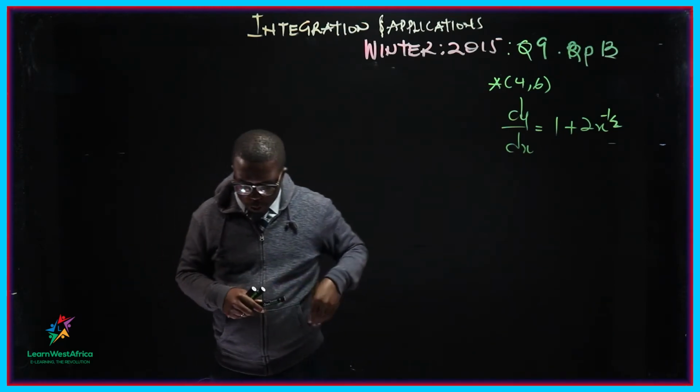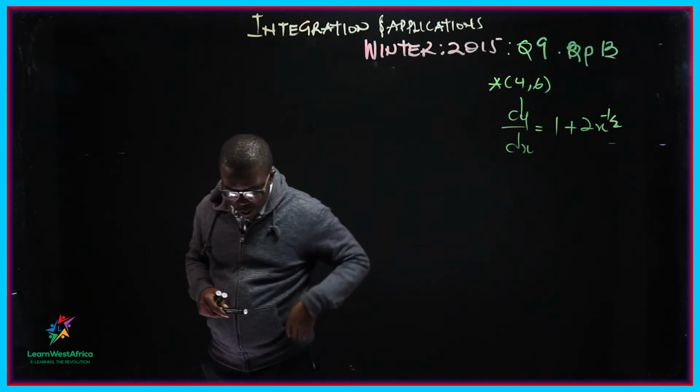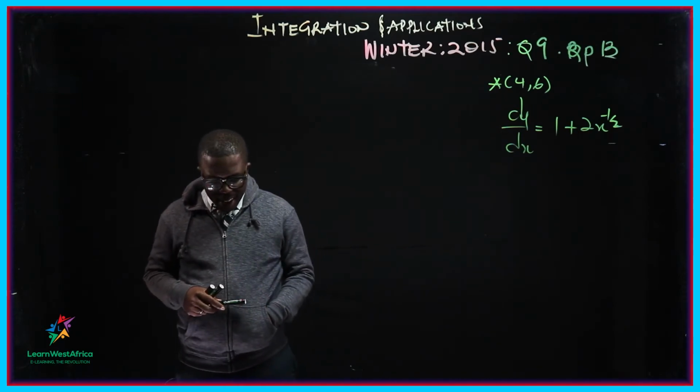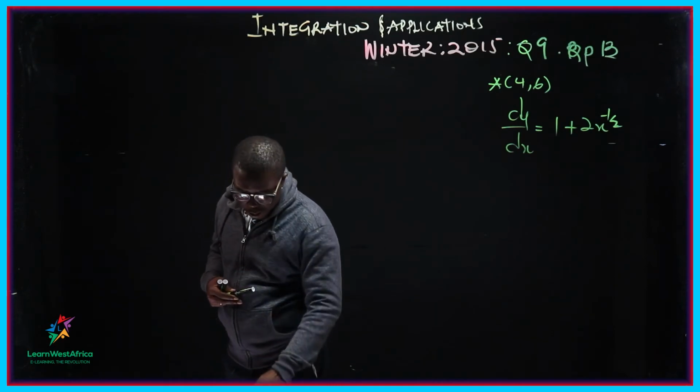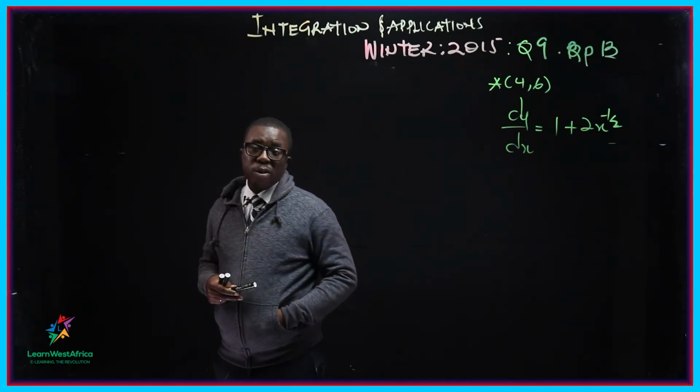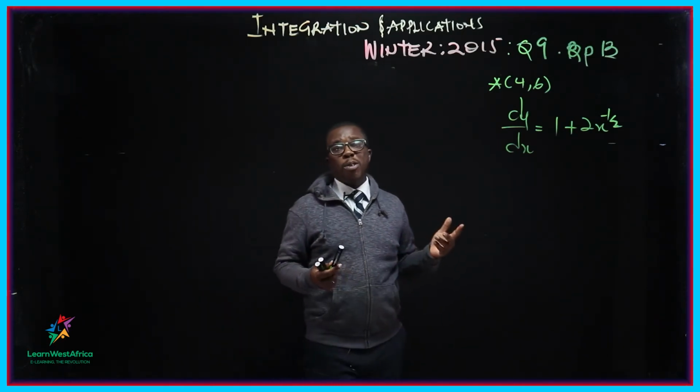And a point P is moving along the curve in such a way that the x-coordinate of P is increasing at a constant rate of 3 units. So that may not be relevant for us. Now, our focus is to find the equation of the curve. How do you find the equation of the curve?